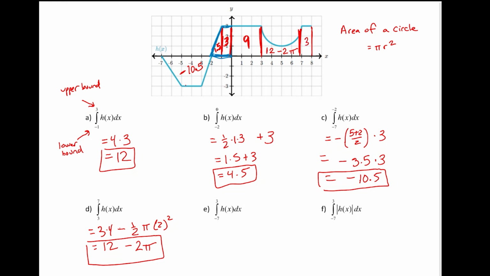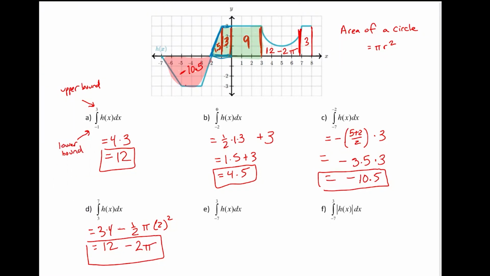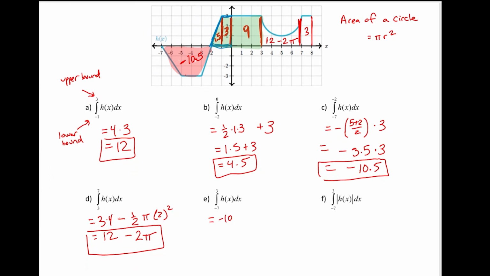Now, E is going from -7 all the way to 3. So we're going to be combining the areas that we have down here, starting with -7 all the way to 3. We just have to be careful, and when we add these areas up, we want the area above the x-axis to be positive and the area below the x-axis to be negative. I've already computed the area of each of these individual pieces, so we just need to add it all up. Negative 10.5 plus 1.5 plus 3 plus 9.